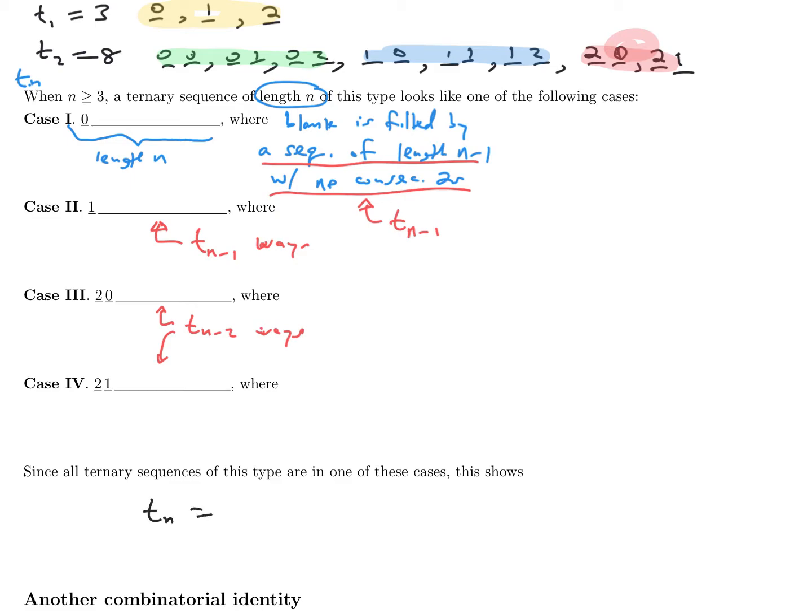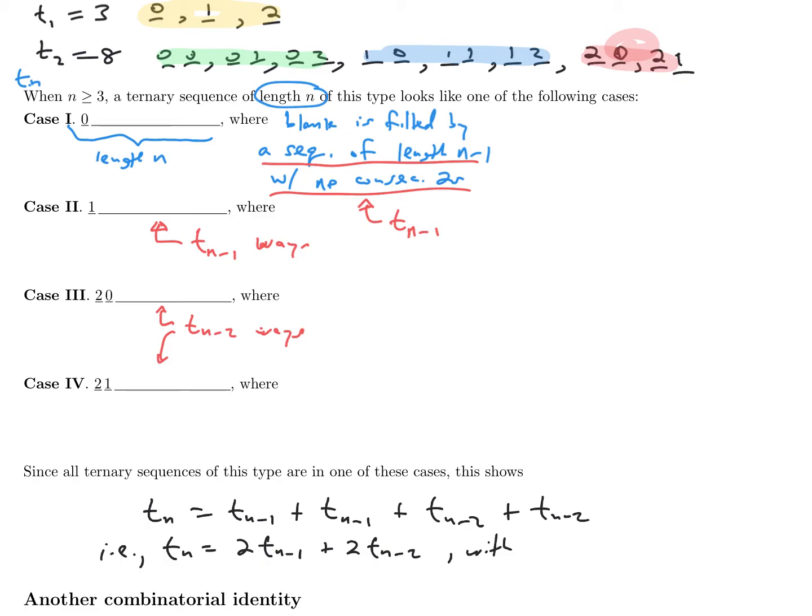n, that breaks into 4 cases, one of which has t sub n minus 1 ways, another one has t sub n minus 1 ways, one has t sub n minus 2 ways, and the other one has t sub n minus 2 ways. So that is t sub n is twice t sub n minus 1 plus twice t sub n minus 2. And of course, we have the initial conditions that we found at the very beginning, namely that t1 is 3 and t2 is 8.